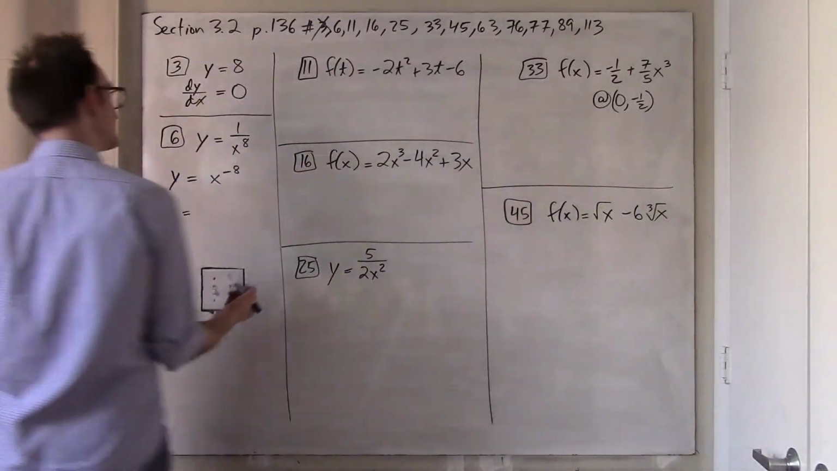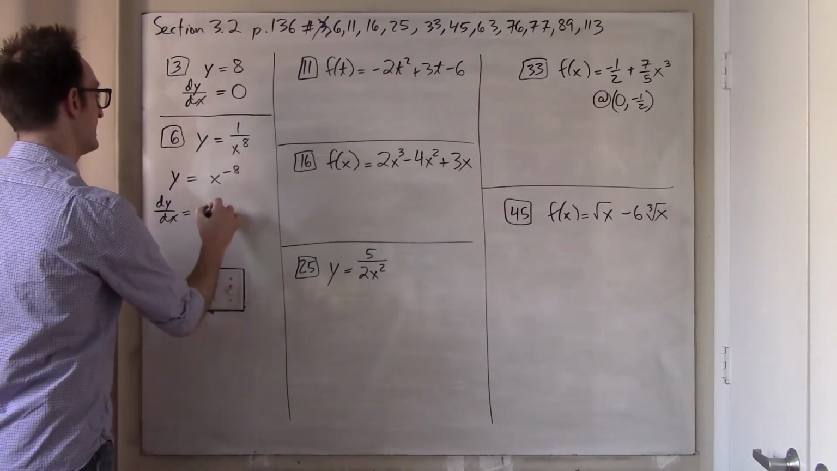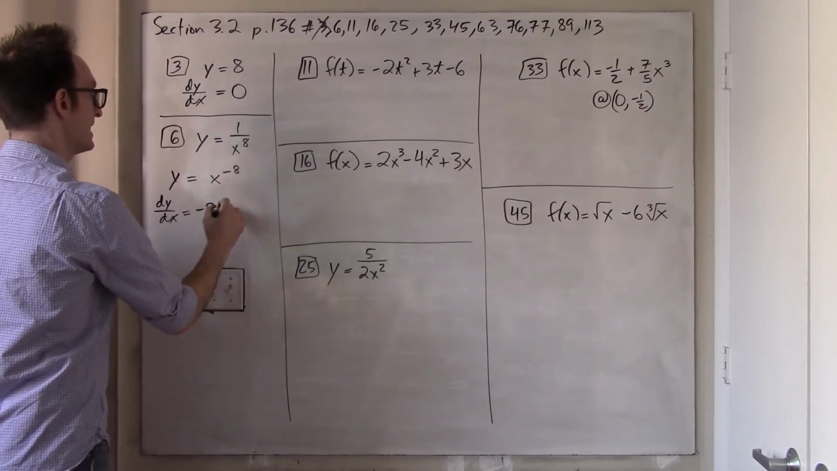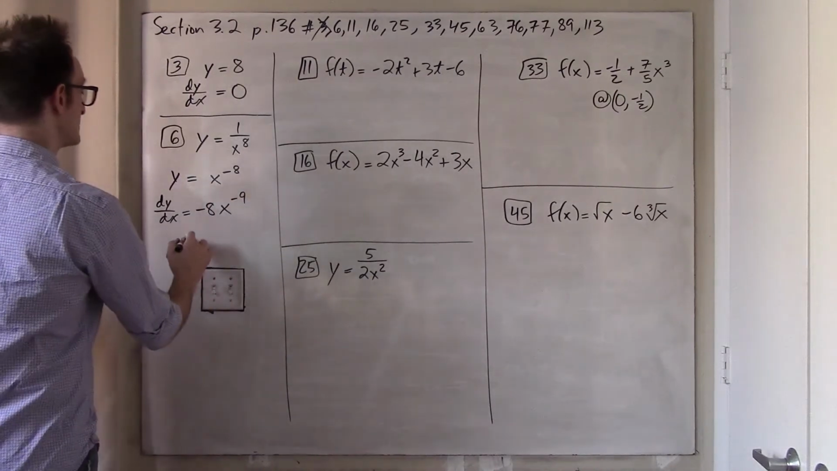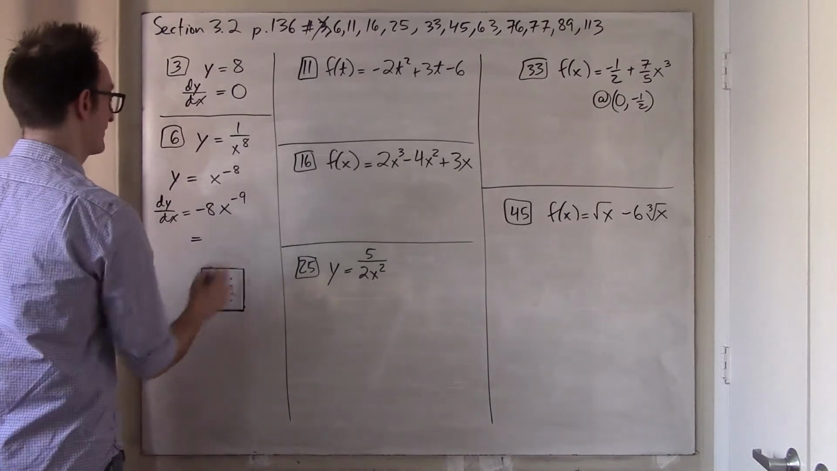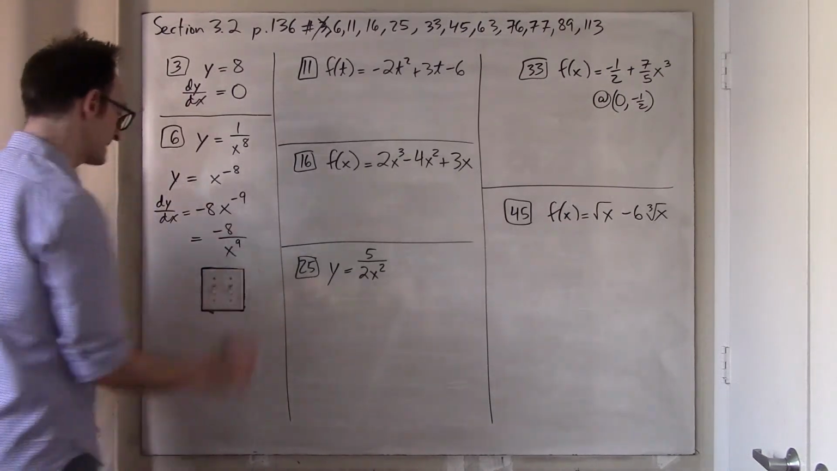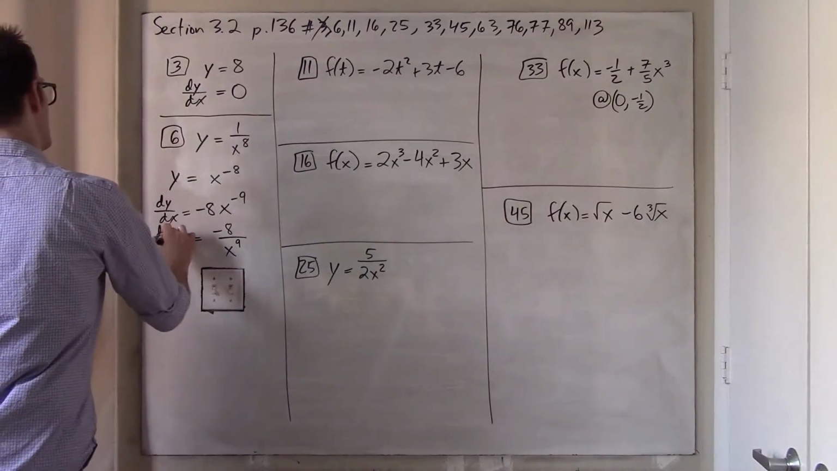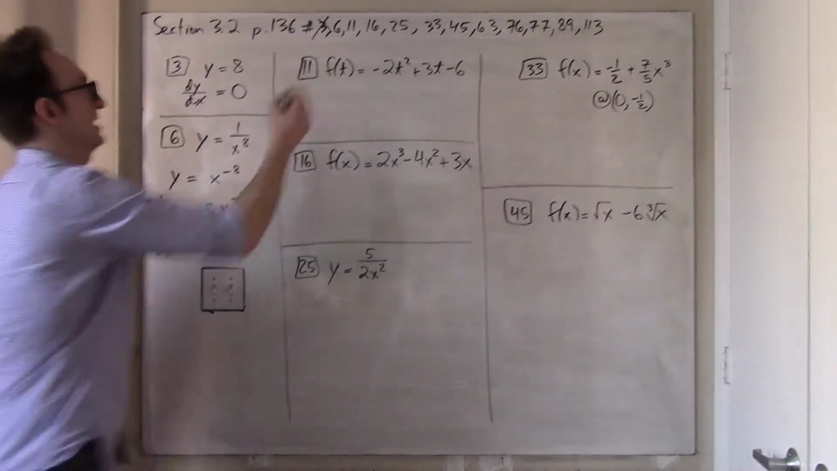Well, what does the power rule say? The power rule says the derivative of x to the something is negative 8 x to the, and then you go down a power, so to the negative 9. And so I personally would write my final answer as negative 8 over x to the 9th, because I like to get rid of negative exponents in my final answer. Okay, that was number 6.